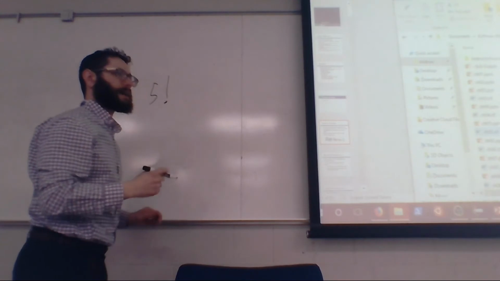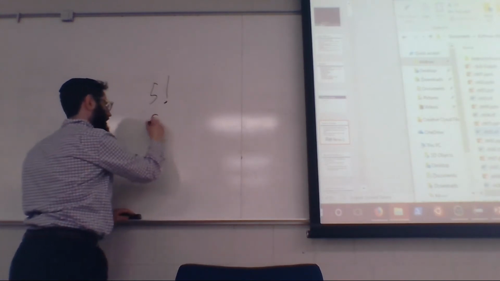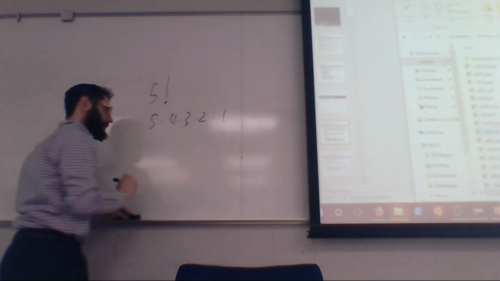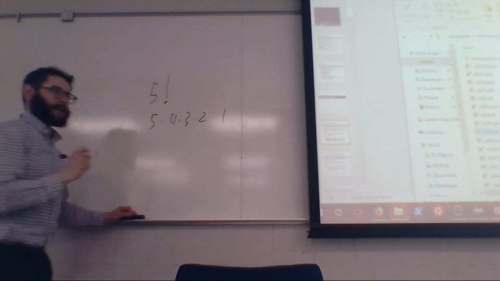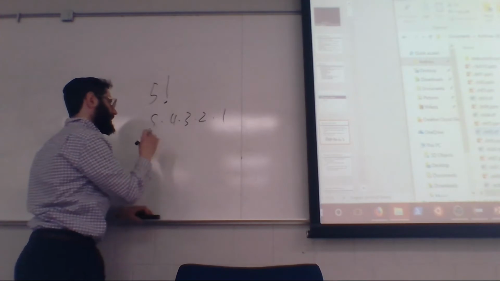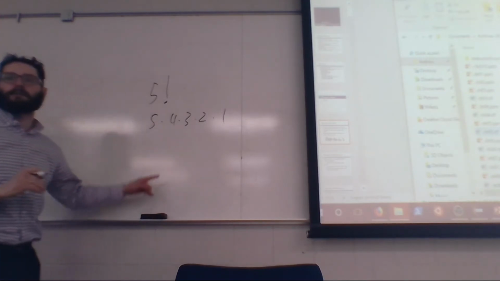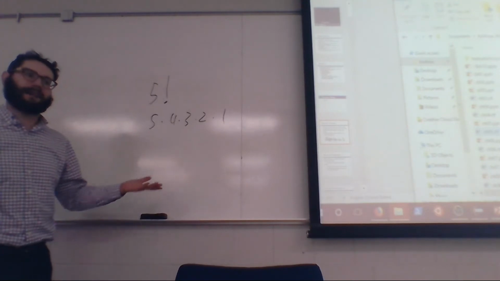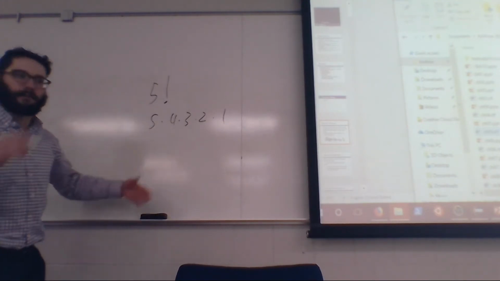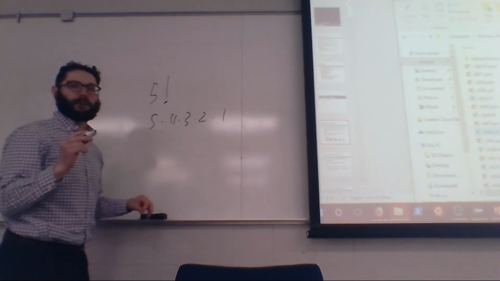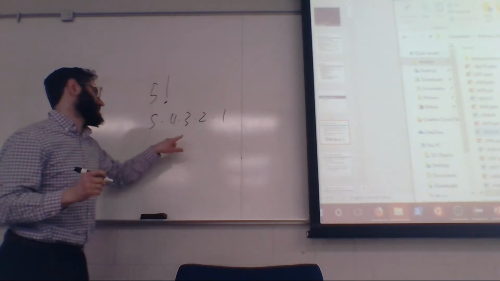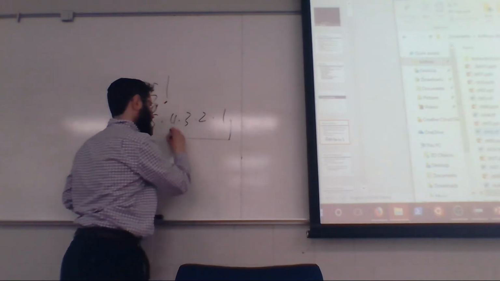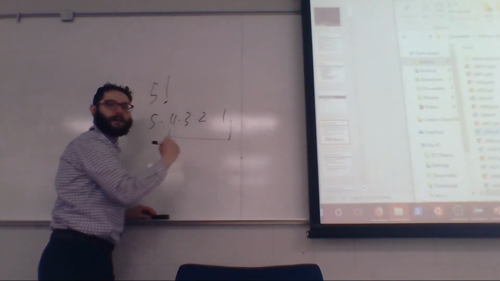5 factorial, right? The idea behind 5 factorial is that it's 5 times 4 times 3 times 2 times 1. But here's the cool thing about it. If I asked you to work this out, you could, but you're going to be annoyed and think this is a lot of work. But if we're a bit clever and lazy at the same time, we might look at this and go, wait a second, this thing over here, 4 times 3 times 2 times 1, what is that?